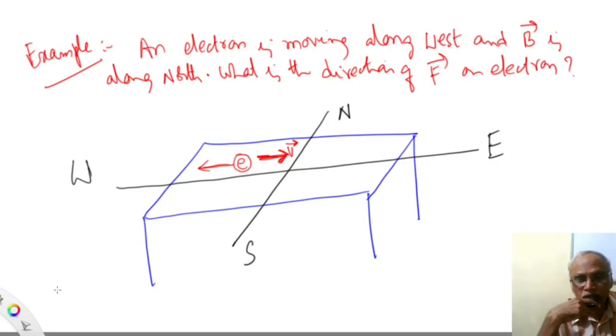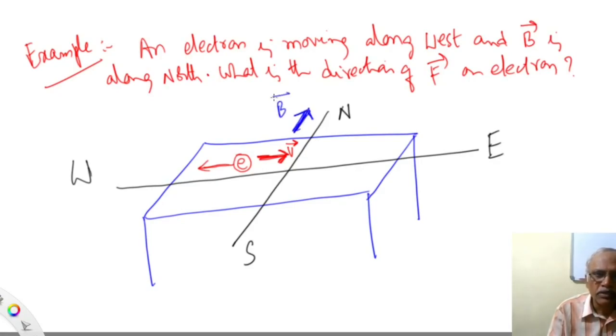What is the magnetic field given in the problem? Along north. Magnetic field is along north. This side is the magnetic field. Now you apply either Fleming's left hand rule or the right hand screw rule.